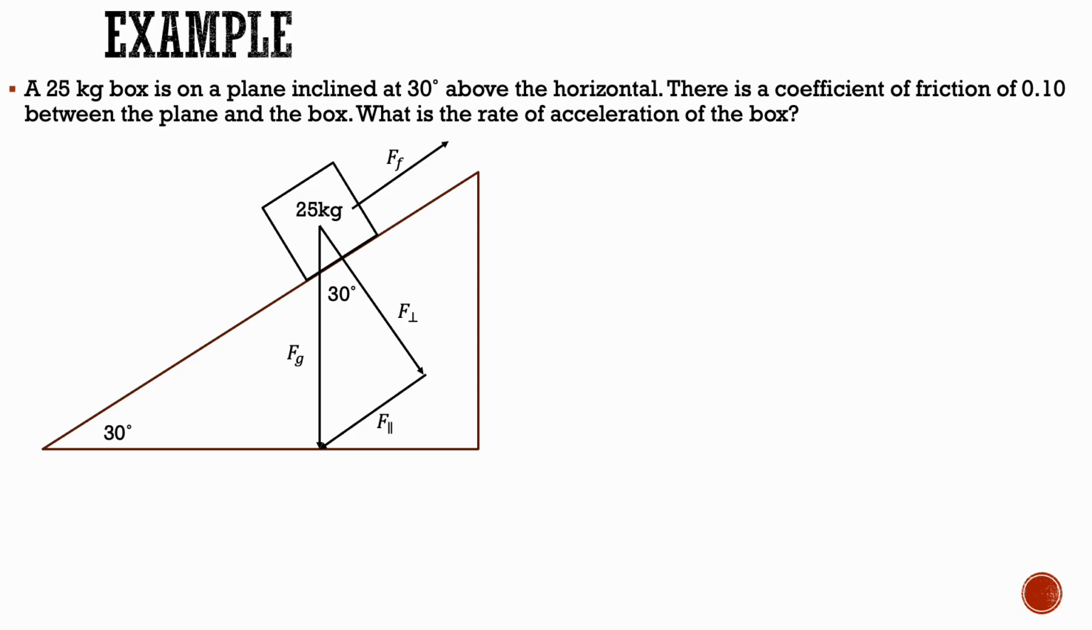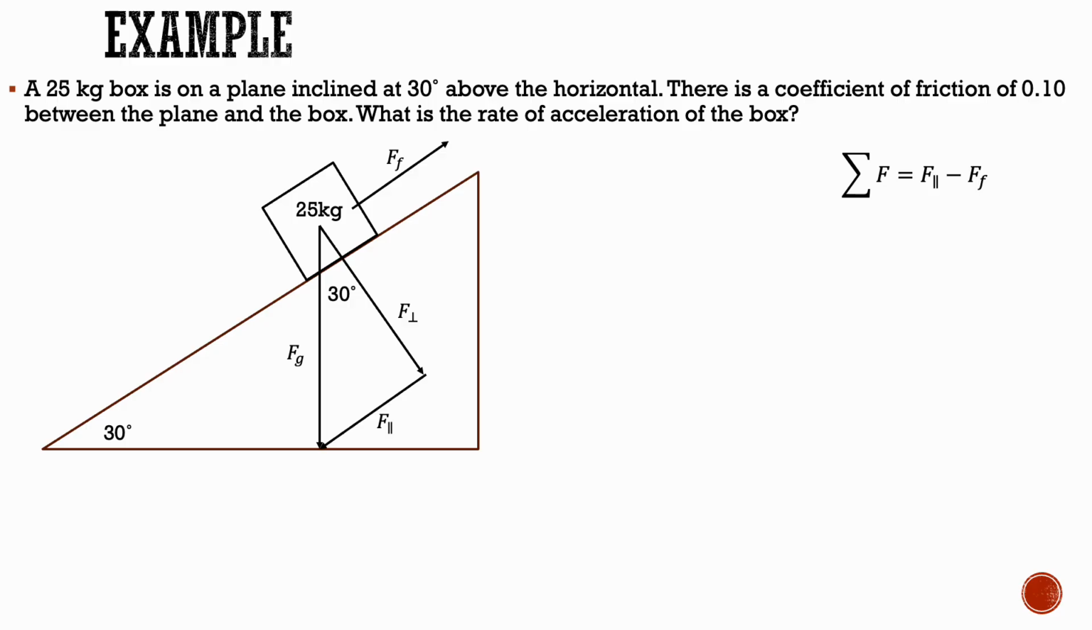Now, if we look along our movements for the box, it's along our plane. So when we look at sum of forces to figure out acceleration, we're just looking at the ones along the plane. So the ones along the plane of motion would be our force parallel and our force of friction. So we can say sum of forces is going to be equal to our force parallel minus our force of friction. Now, we're going to have to figure out what our force parallel is as well as our force of friction, or come up with equations for them.